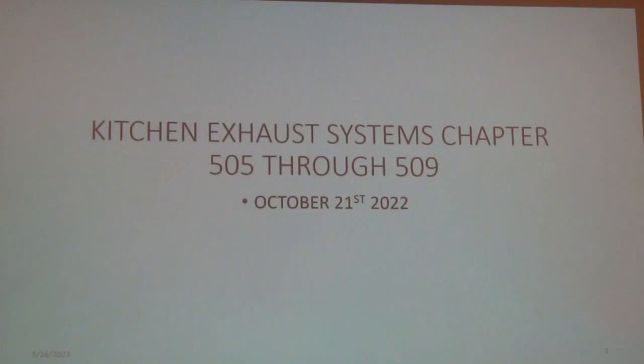In the 2015 code, there was a major change. It used to read in the code, it would tell you what appliances would require a type 1 hood exhaust system, or hood system or whatever. But now the code basically says every cooking appliance, if you look up the definition of a cooking appliance, requires some sort of hood, or there's exceptions.